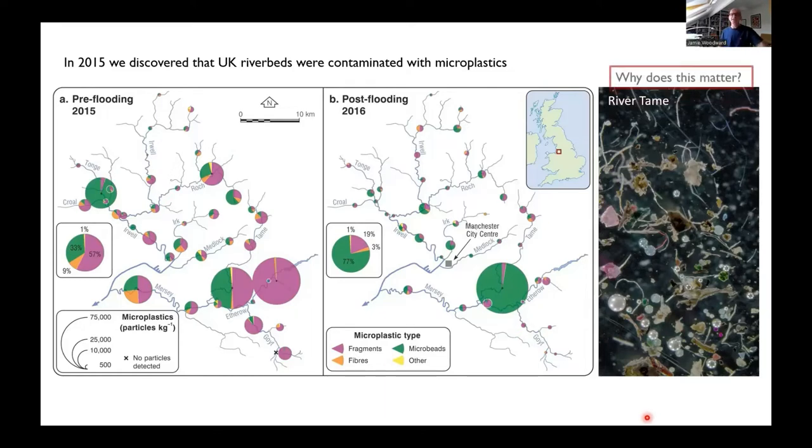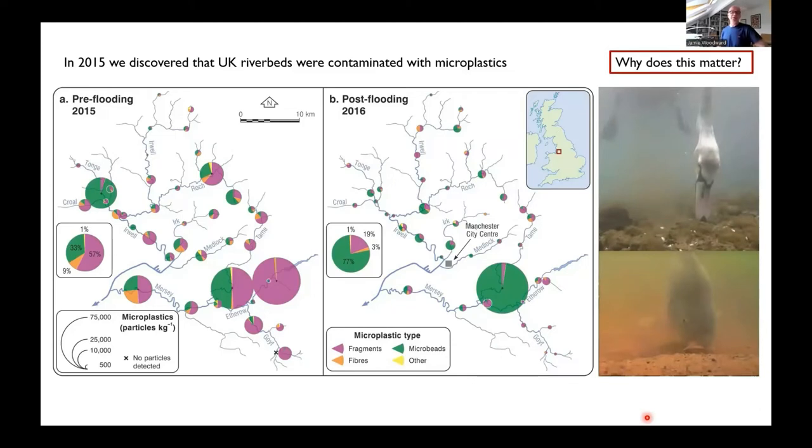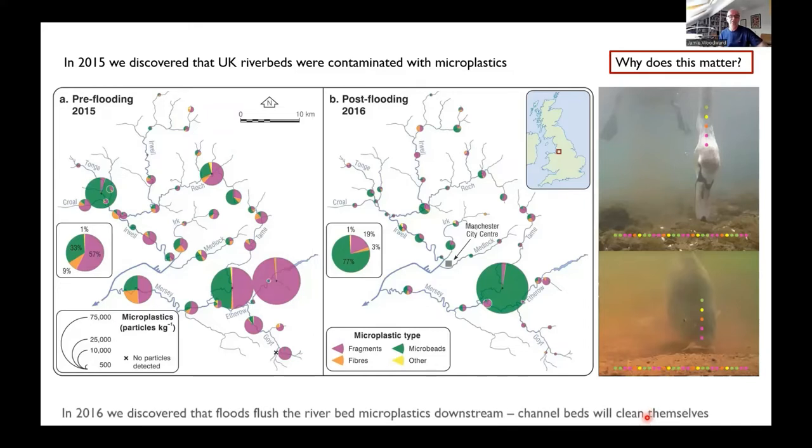So why is this research important? Well, discovering that riverbeds were contaminated with microplastics has significant ecological implications. If your riverbed is contaminated with microplastics, those creatures that reproduce or live or feed on the riverbed, whether you're a swan or a fish, have much greater propensity to ingest those microplastics, for those microplastics to get into the food chain. So that's why this research is important. And that was one of our initial concerns.